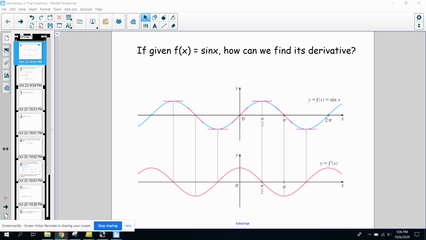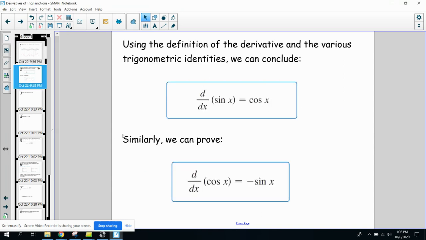So just copying our idea of sketching the original to the derivative, we can see what the derivative of sine of x would look like. And that is actually the cosine function. So using the definition of the derivative and the various trig identities, we can conclude that the derivative of sine x is equal to cosine x. And similarly, we can prove that the derivative of cosine x is equal to negative sine x.